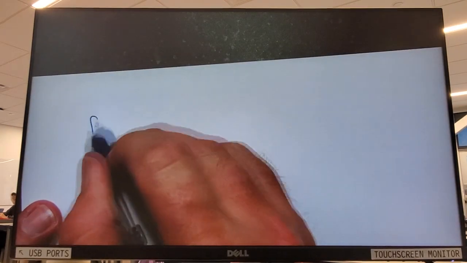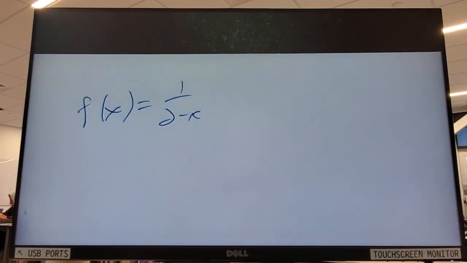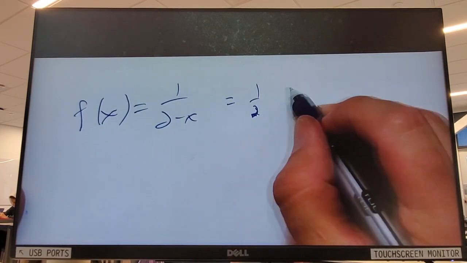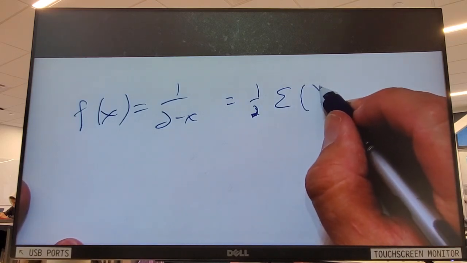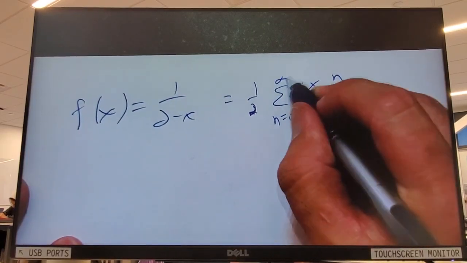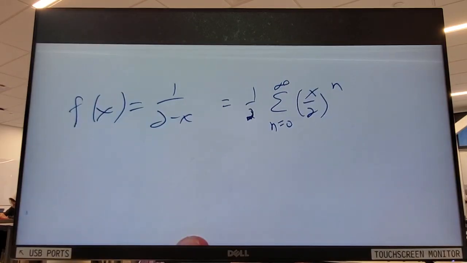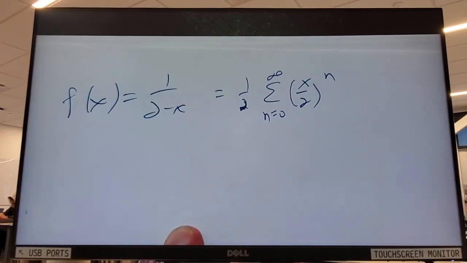All right, let me make sure you guys are with me. If I start with this, didn't we just figure out what that looks like in power series form? What's it look like in power series form? One half times the sum of (x over 2) to the n.